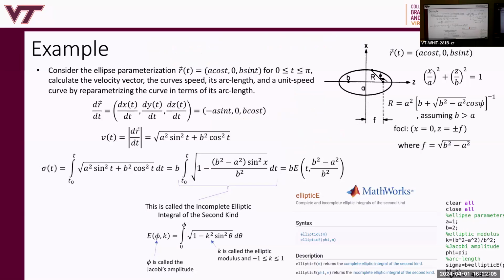All right. The speed is the magnitude of the velocity vector, and that is the square root of a squared sine squared of t plus b squared cosine squared of t, right?